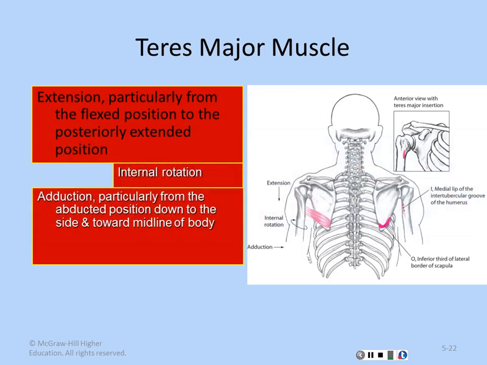So let's look at the teres major. The teres major's job is to get you into extension after you are coming back from flexion. It also assists with internal rotation with the subscapularis. And you don't need to know the third one, okay? So what does that mean? Extension from the flexed position.